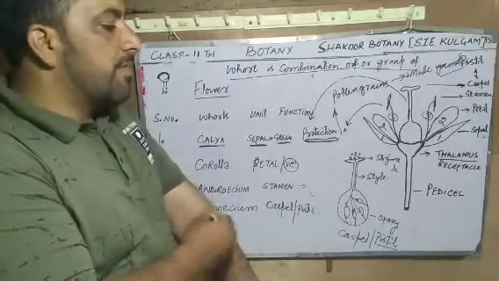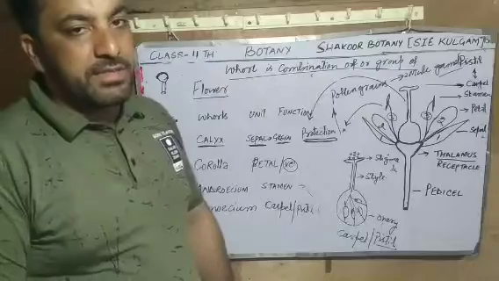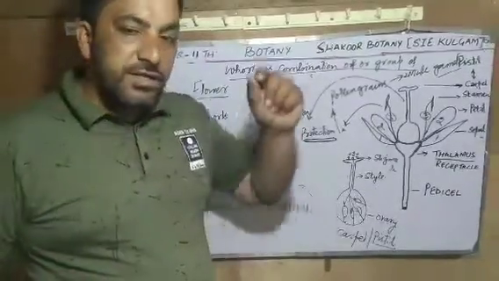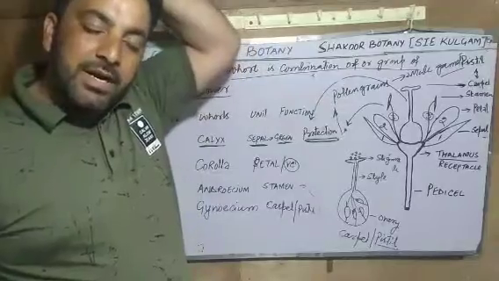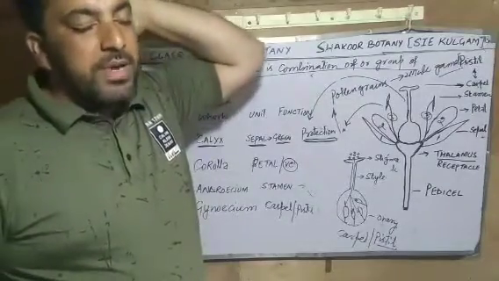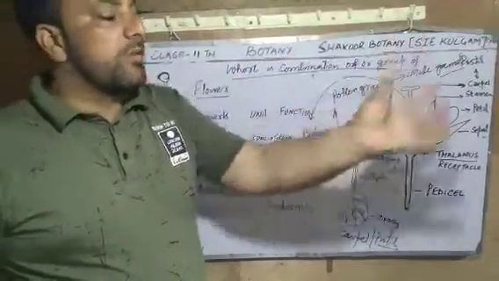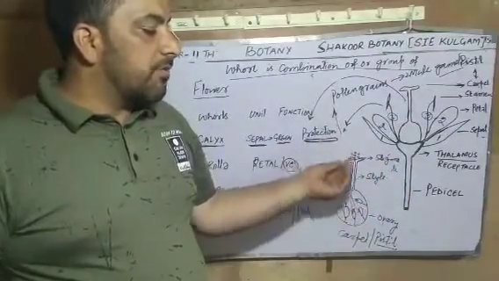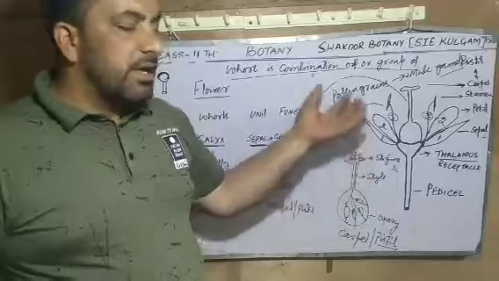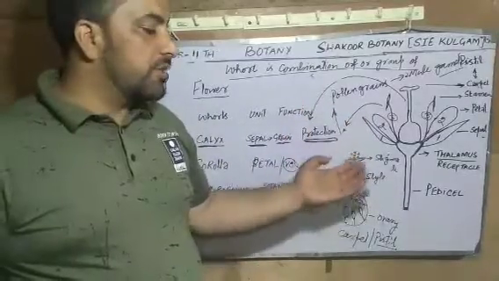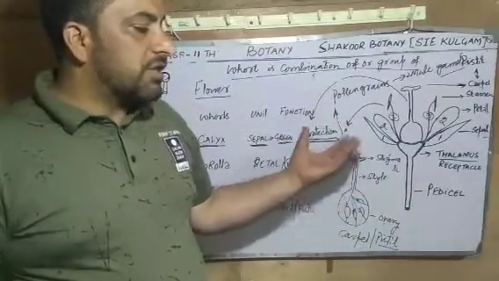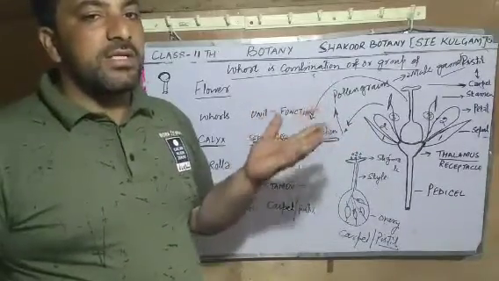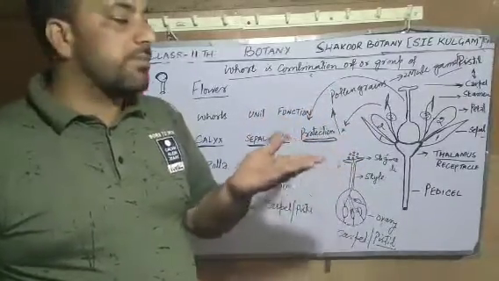याद रखना, मैंने आपको बताया हर किसी कार्पल या पिस्टल के 3 भाग होते हैं. एक टर्मिनल एक्सपेंडेड प्लेट लाइक स्ट्रक्चर known as stigma. Basal swollen part of the carpel or pistil is called ovary. In between this stigma and ovary is a connecting tube. That tube is called style. What is the function of stigma? It acts as a receptive site. Remember, it receives pollen grains.